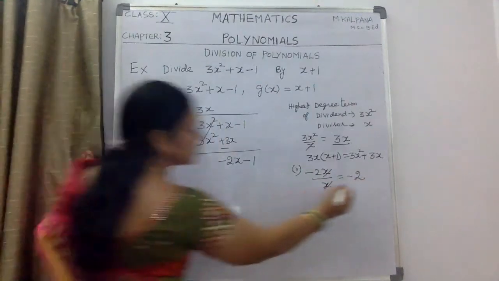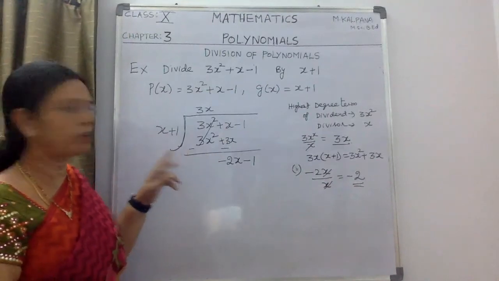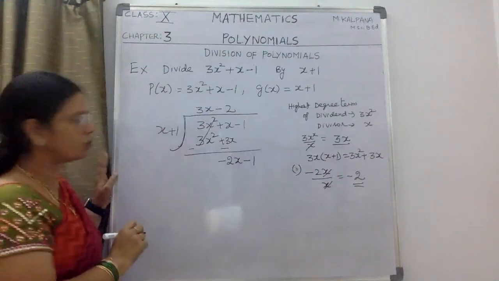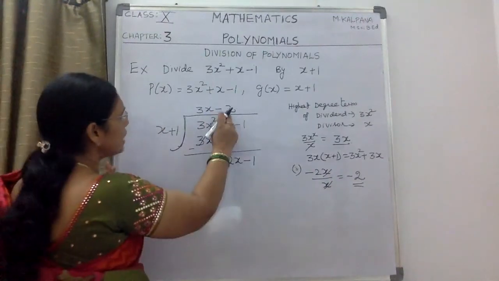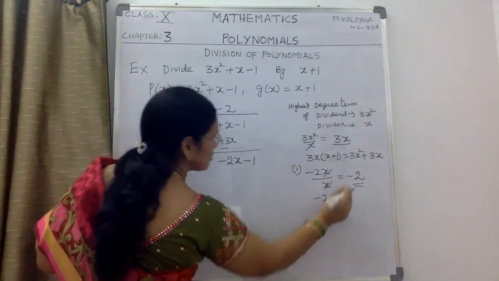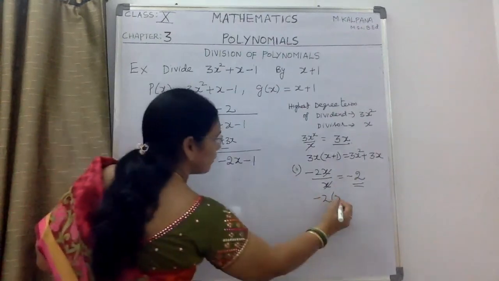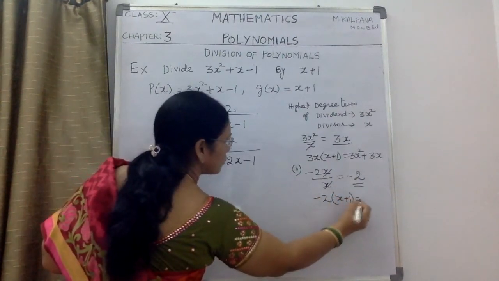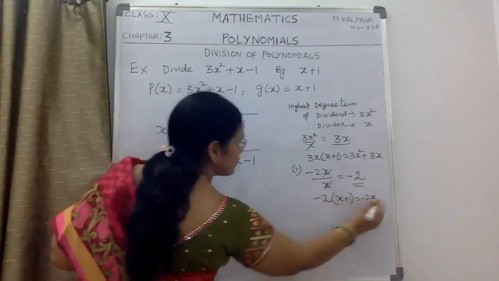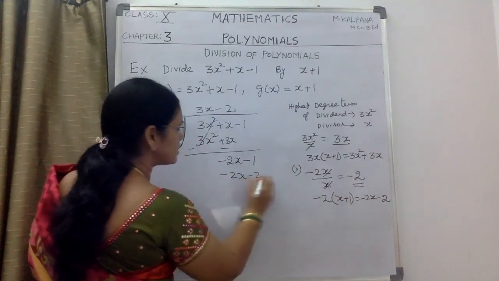So this minus 2 will be the second term of the quotient, children. Here minus 2 into, again the same process, minus 2, the second term of the quotient, into the divisor x plus 1. What are you going to get? Minus 2 into x, minus 2x. Minus into plus, minus 2. So minus 2x minus 2.